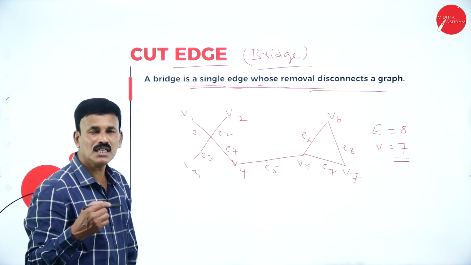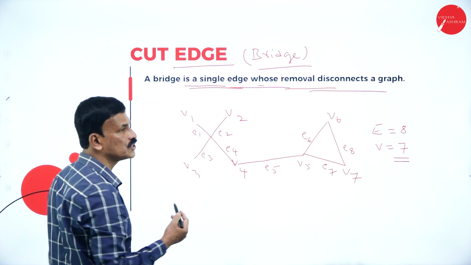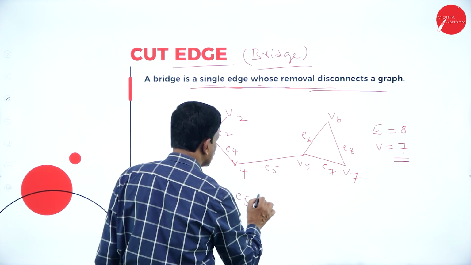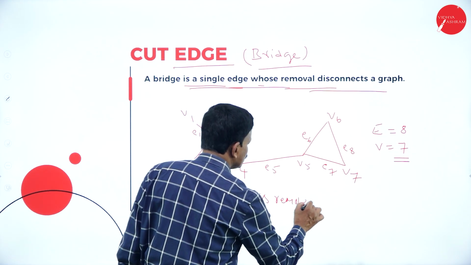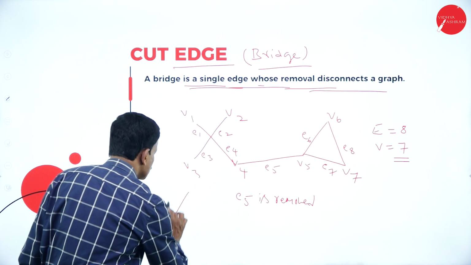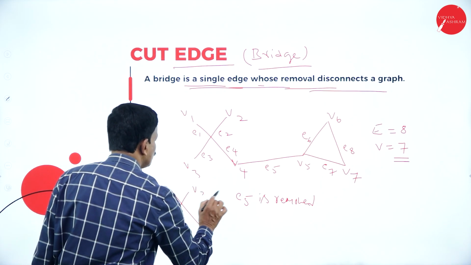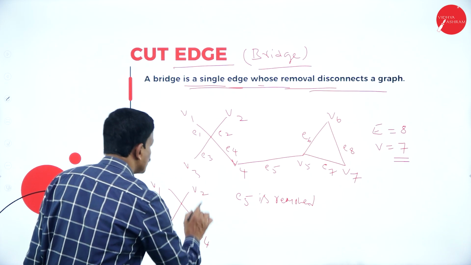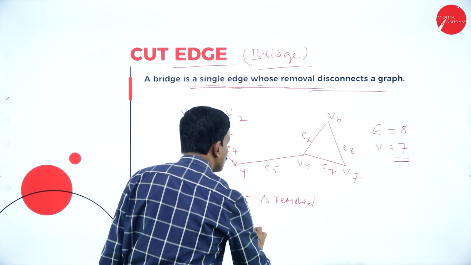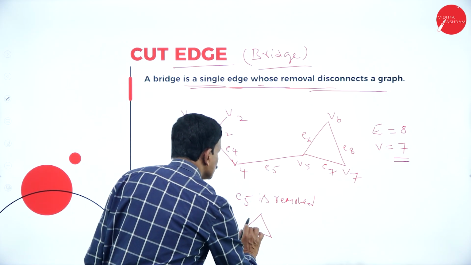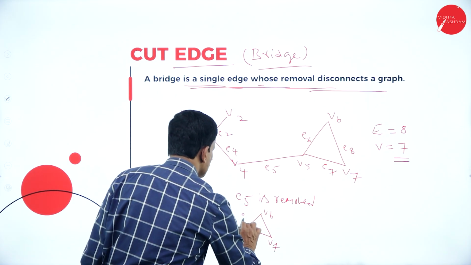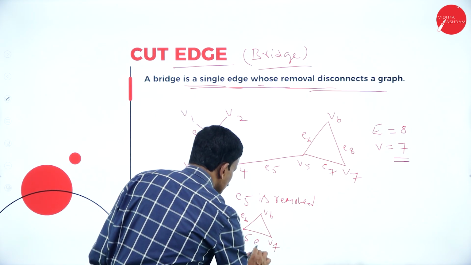Suppose we remove a single edge, let us remove this edge E5. If E5 is removed, the graph will become a disconnected graph. This will disconnect and become a separate graph: V1, V2, V3 and V4 with the edges E1, E2, E3, E4, and the other part V5, V6, V7 with the edges E6, E7 and E8.